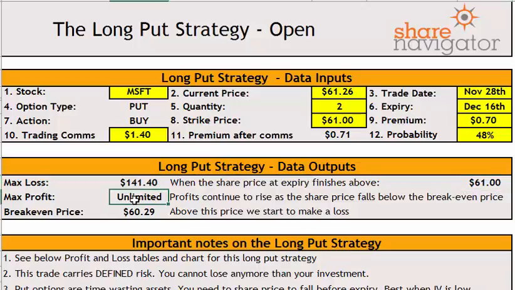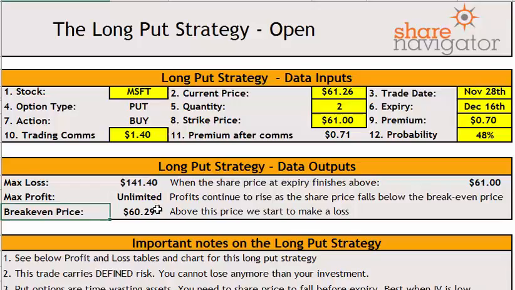The max profit is technically unlimited because the long put will continue to gain in value as the share price drops below the break-even point and continues to fall. So we can't exactly gauge what our max profit is going to be. So it's technically classified as unlimited.